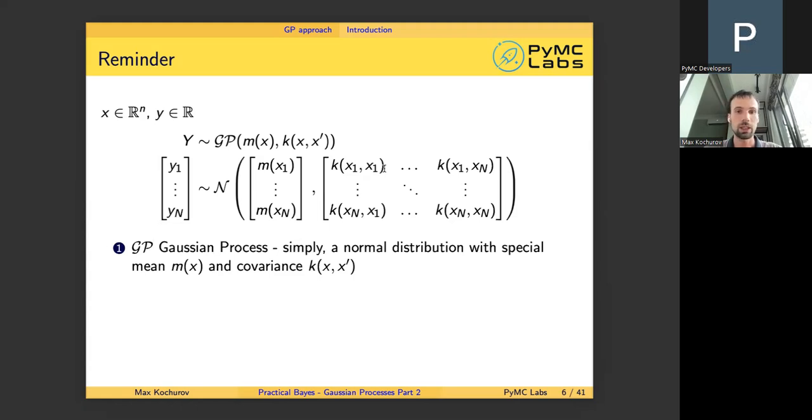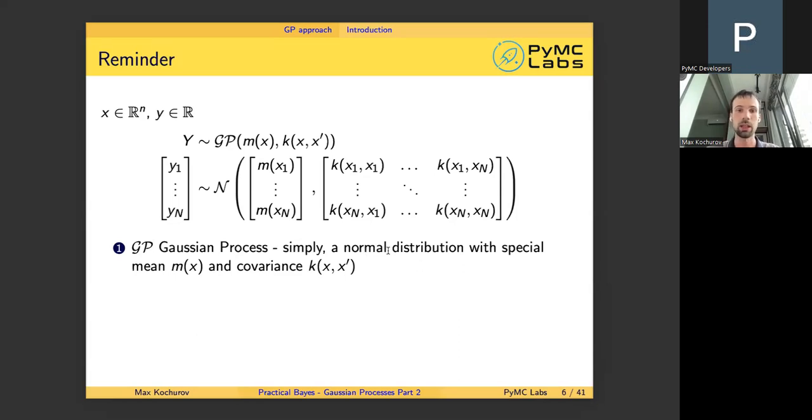In this big normal distribution, there is a so-called mean function and a kernel function. The mean function is usually meant to have additional regressors, like linear regression from external variables, structural variables.